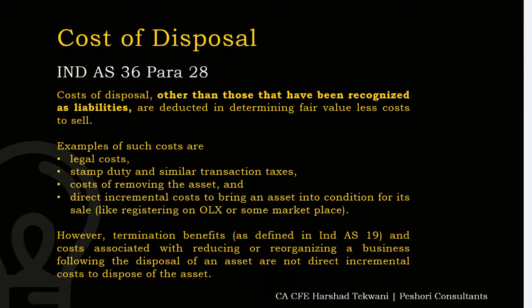Direct incremental cost to bring an asset into the condition for its sale. So for example, today I have a car I want to sell. I cannot just go out of my office and sell the car. I need to have a marketplace. I need to market the car. So I may go on OLX, I may register my car, or I may go to a third party dealer. He may charge a commission to sell the car, or there can be XYZ to make my product marketable. In that case, the amount incurred as an additional, direct incremental cost to sell that asset will also be considered and will be deducted from my fair value. However, termination benefits, employee benefits, or costs recognized with the reorganizing and restructuring of an asset will not be counted in cost of disposal.